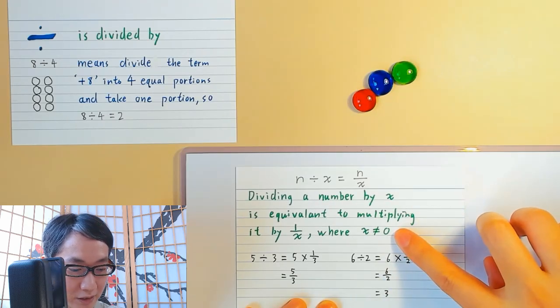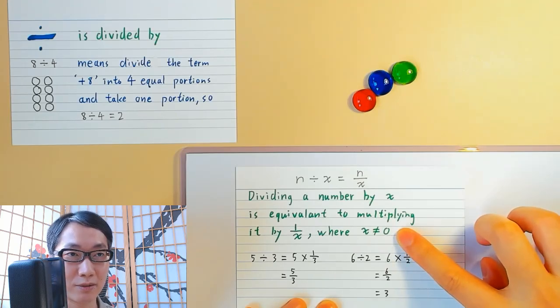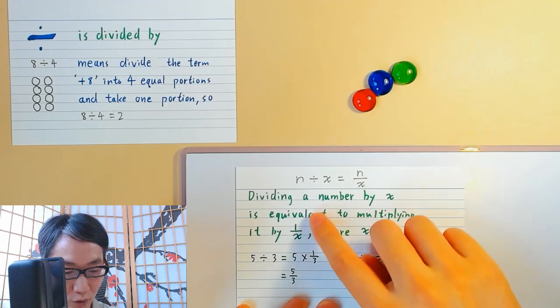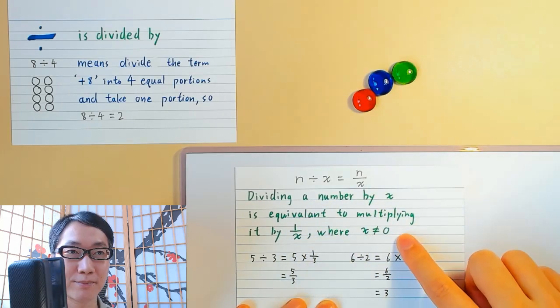And remember, x cannot be 0 in this case. The denominator, or the one that is something over something, the 1 over x, the x cannot be 0.